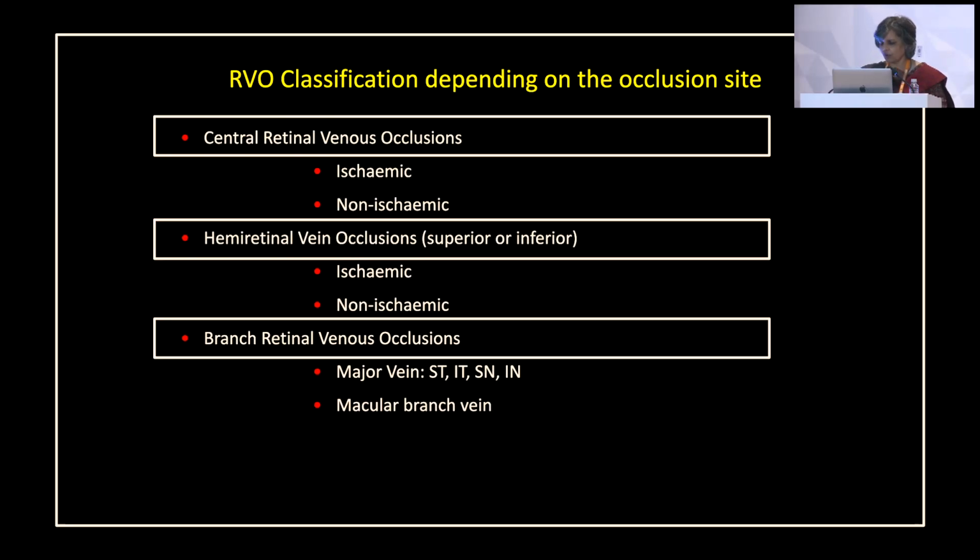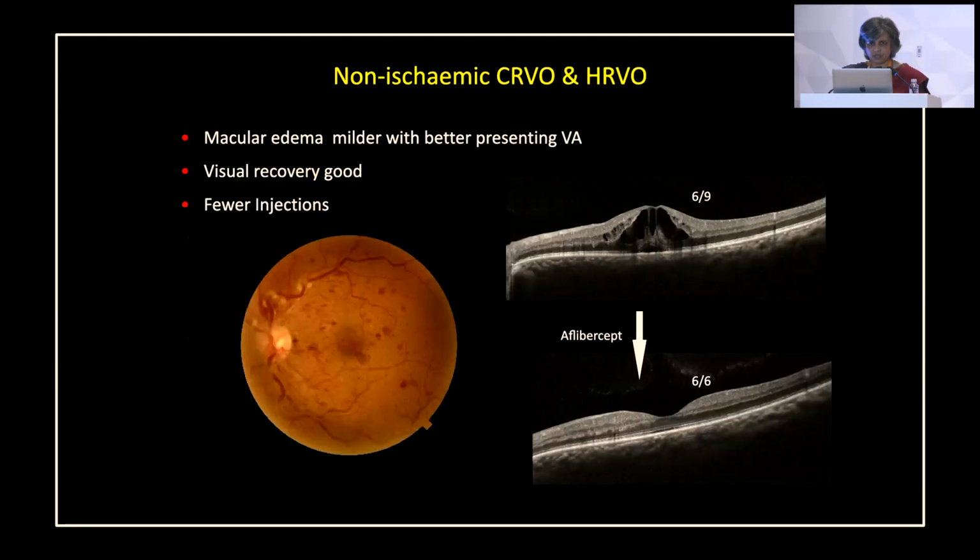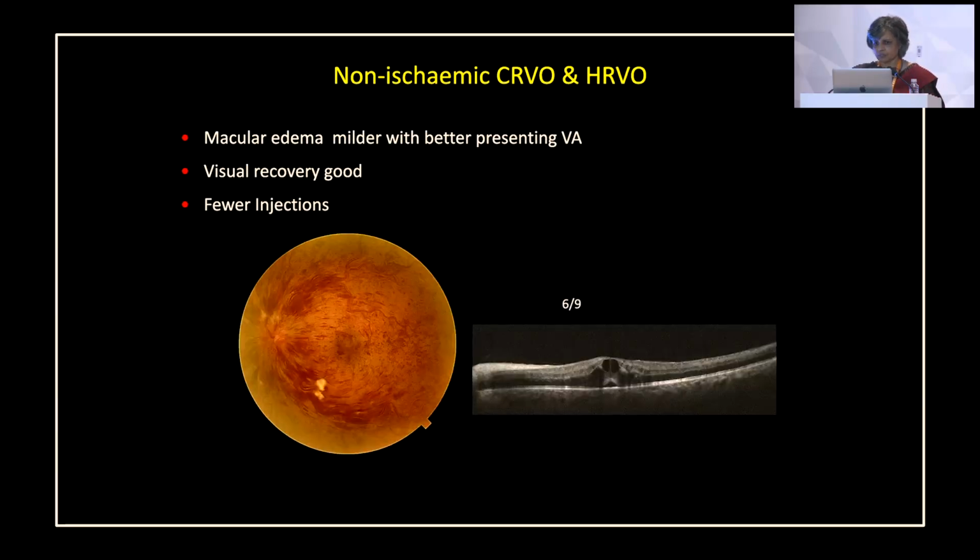Now, retinal vein occlusions can be classified based on their location as central and hemiretinal, superior or inferior, or one of the branch retinal vein occlusions. The central and hemi can be ischemic or non-ischemic, and the branch can be major or macular branch vein occlusions. One of the most common is the non-ischemic CRVO and HRVO. They present as macular edema, which is generally well responsive to treatment, may be recurrent, but needs generally fewer injections than the ischemic variety, with good visual recovery.